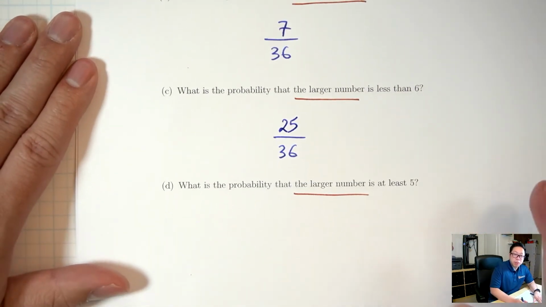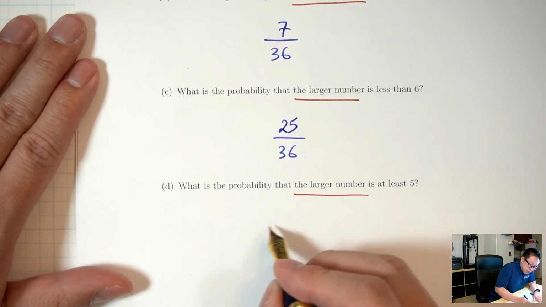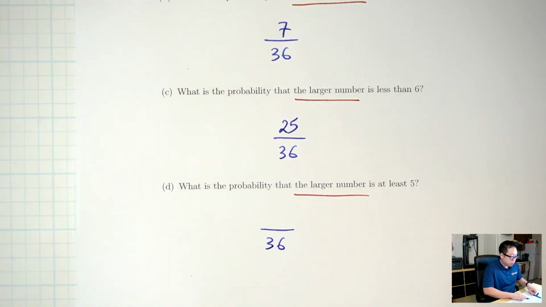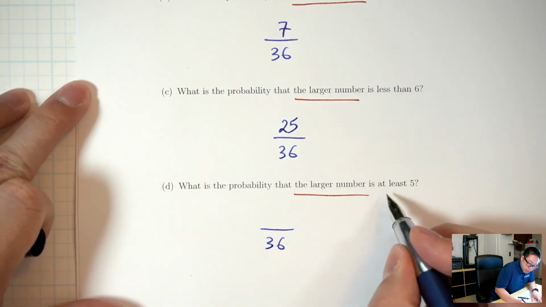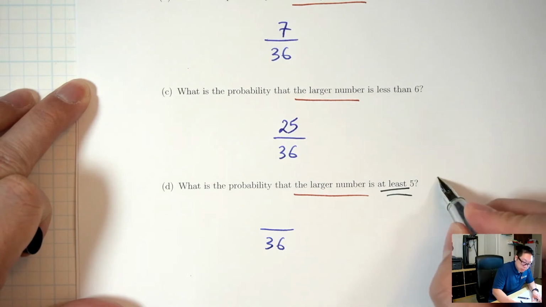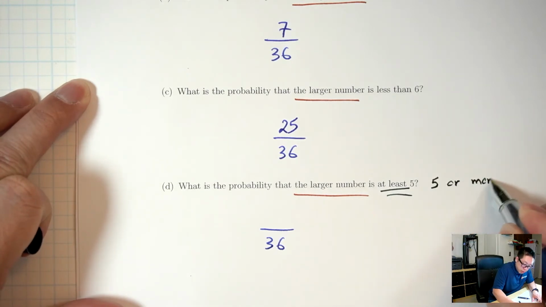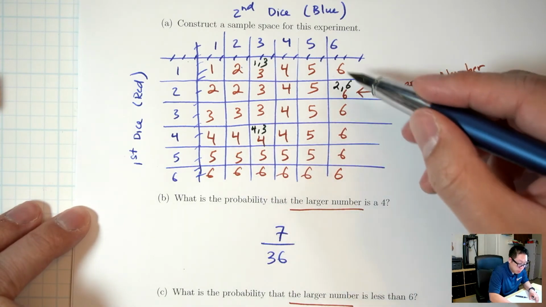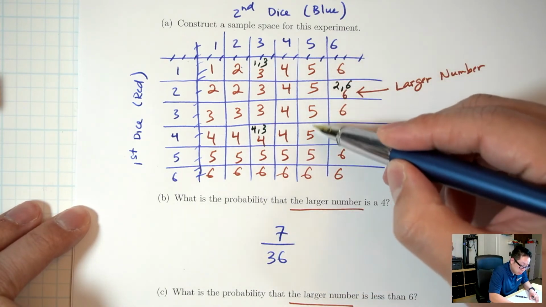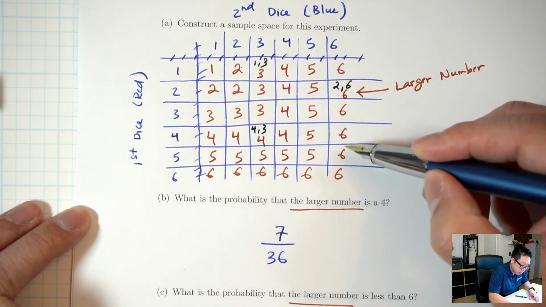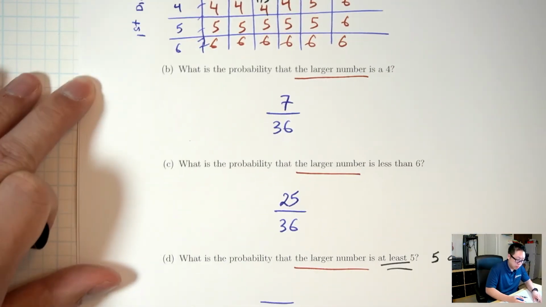Part D, what's the probability that the larger number is at least 5? Bottom number is still the same. At least 5, remember the word at least means 5 or more. So I want these 5s and then these 6s. So that's 1, 2, 3, 4, 5, 6, 7, 8, 9, 10, 11, 12, 13, 14, 15, 16, 17, 18, 19, 20.